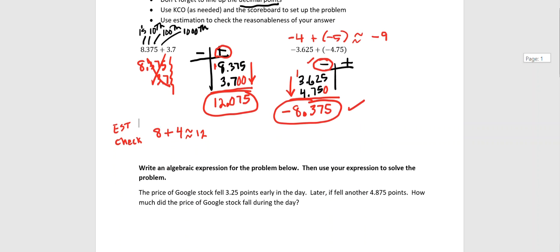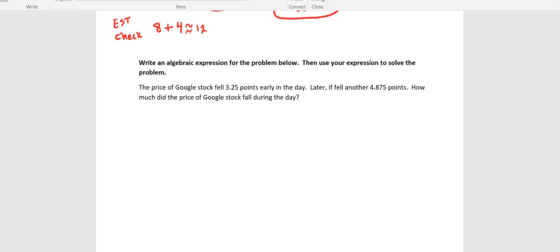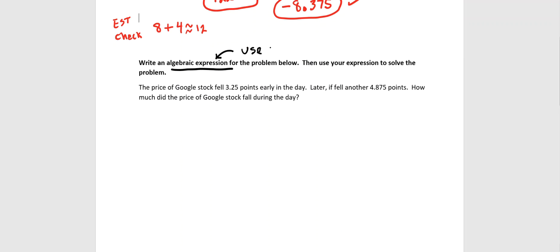So we're going to do this one last time, but we're going to apply it to an expression. So here we're going to be asked to write an algebraic expression. And since we've been dealing with addition only today, I think I want to make it clear that we're going to write using addition, okay? So we may be adding negatives here, and that's okay. That's going to be consistent with what we're trying to accomplish with the notes. So we're going to write an expression, then we're going to actually solve the problem and use estimation to check.